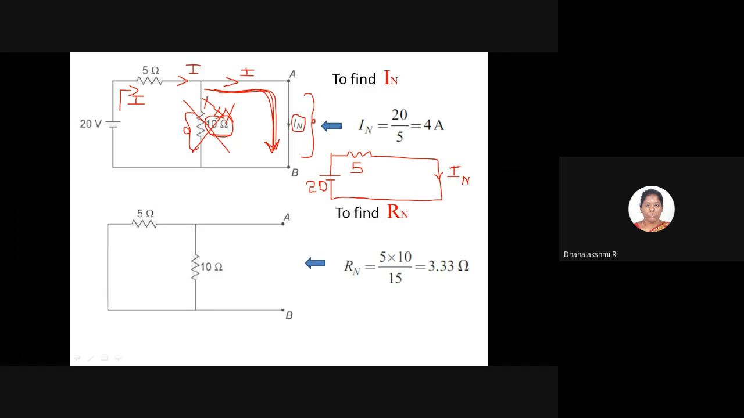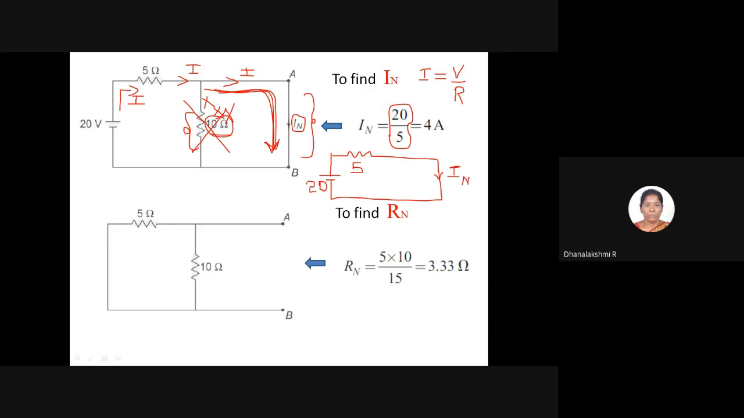Now the intention is to find this Norton current IN, and we know that the formula for current I is nothing but V by R. So from Ohm's law we know that I is nothing but V by R. Here V is 20, and R value is 5. So 20 by 5 will give you 4 ampere. So the Norton's current is nothing but 20 by 5, that is V by R.